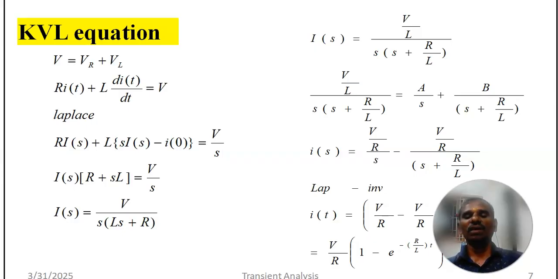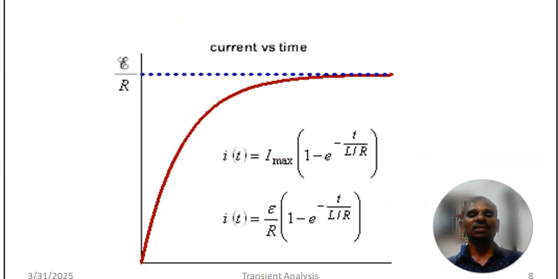Alright, so we have V by R constant. So we'll take it out of the bracket. So V by R into 1 minus e power minus R by L into t. So this is the current equation. So it's V divided by R. So it is slowly changing and goes to the steady state.